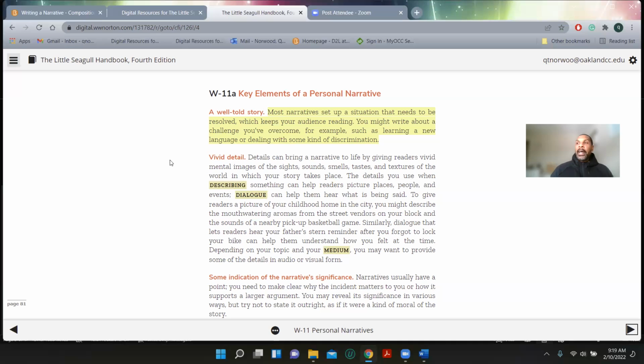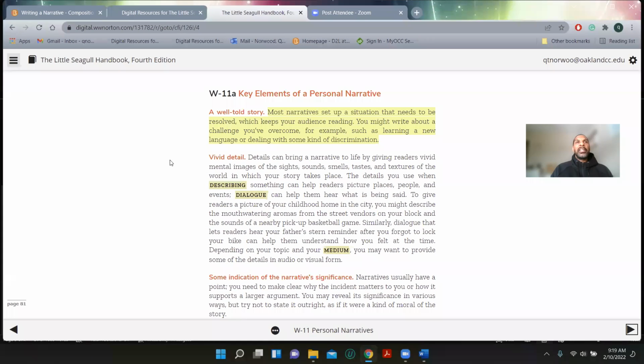One of the aspects that a good narrative has is a well-told story. That's why I keep saying, don't turn this into a research paper where you get all these quotes and you got all these numbers in there. I mean, that's good, just not for the paper we're working on now. Keep it about you. Keep it about you.